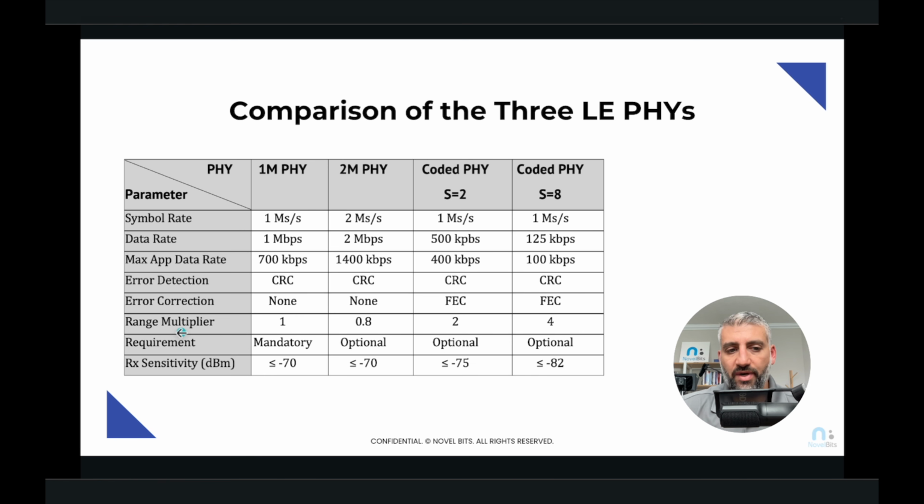In addition, range will be reduced a little bit for 2 meg PHY just because of the nature of this, compared to 1 meg PHY, whereas in the coded PHY, the range is obviously going to be increased because of the redundancy of the data and the ability to detect errors and correct them on the receiving end. Again, these are optional. There are some requirements on the receiver sensitivity, to go lower on the coded PHY in order to achieve the longer range.